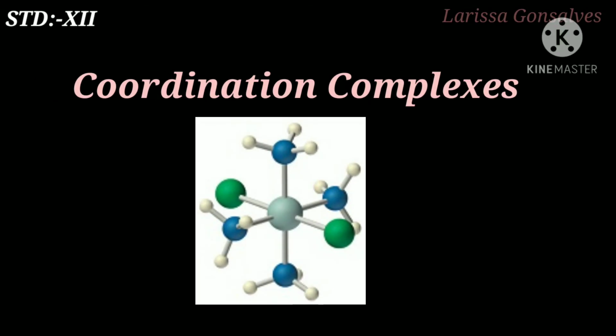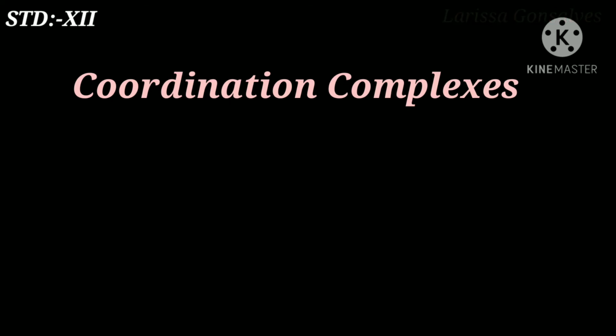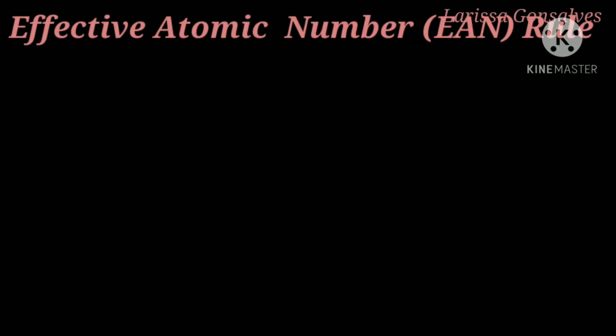In this video on coordination complexes, we are going to study the effective atomic number rule, which is also called the EAN rule. We are also going to study isomerism and valence bond theory. First, let us start with the EAN rule.